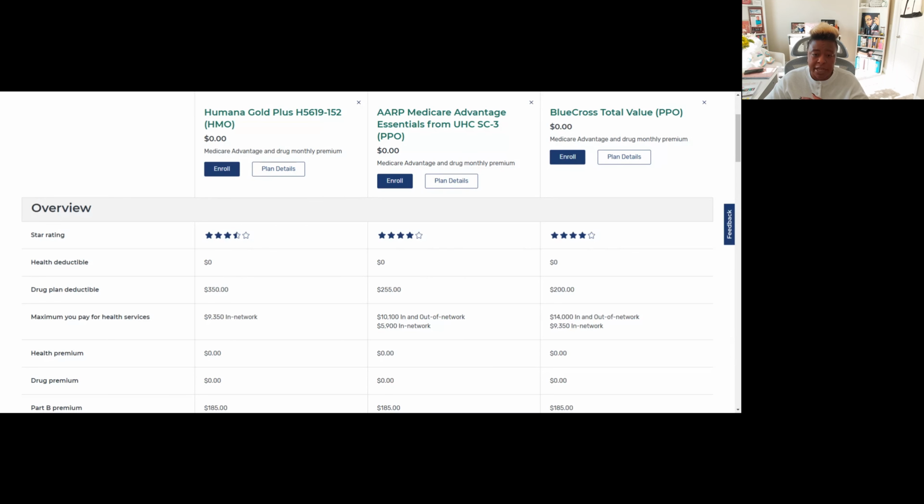How well do these plans make sure that you get your needed prescription drugs? How quickly can you get into the doctor's office using their network? All those kind of things is what goes into your star ratings. All right, then health deductible. None of these plans have a health deductible.